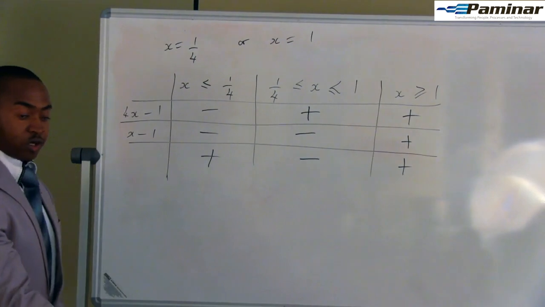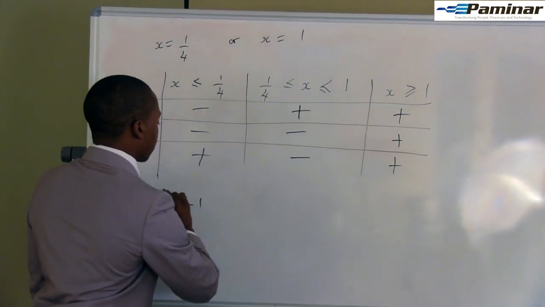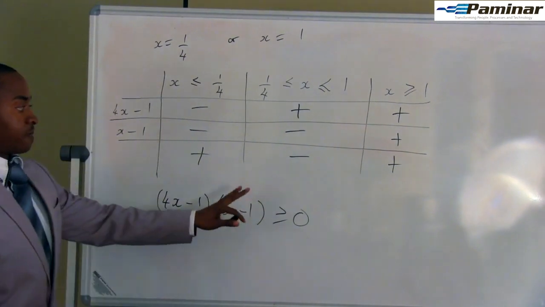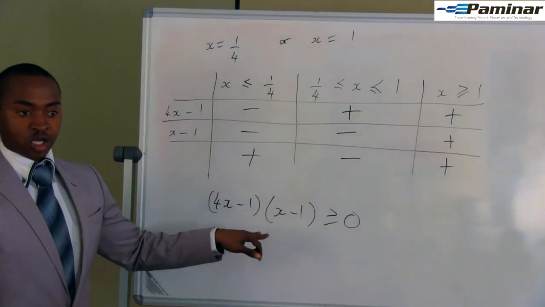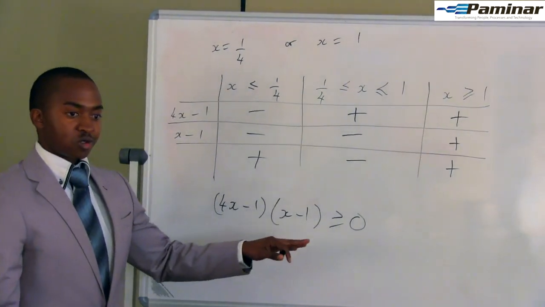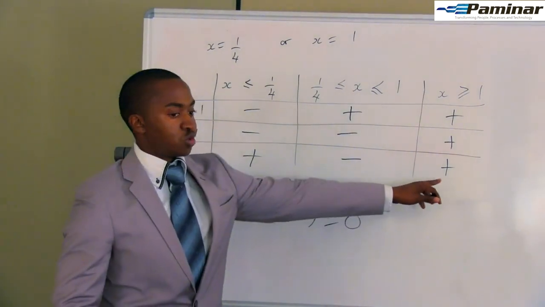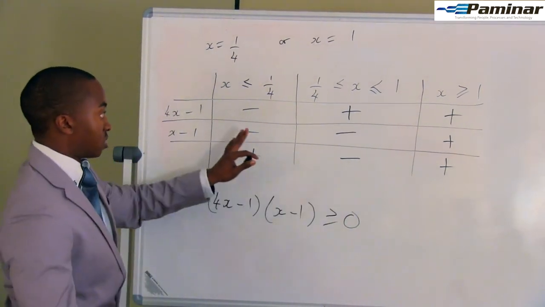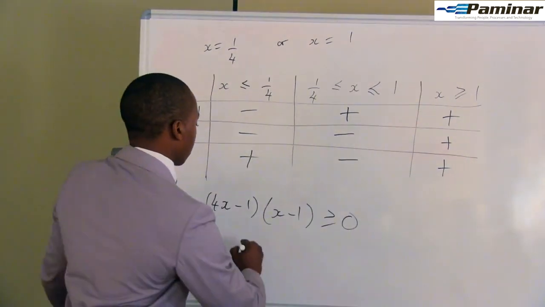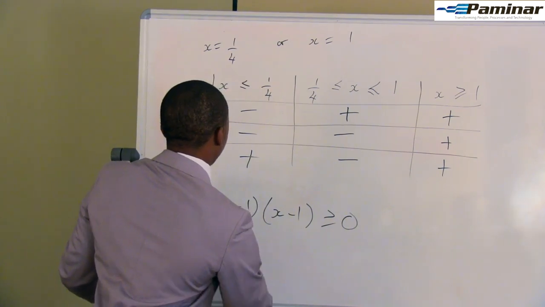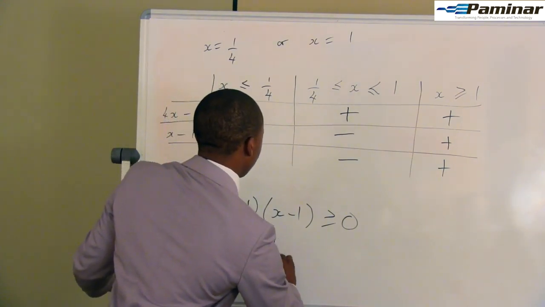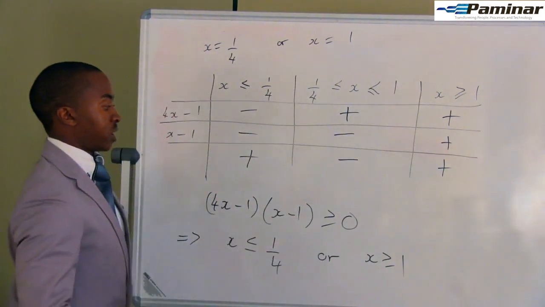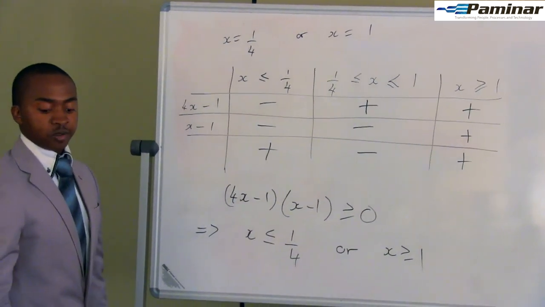Okay, what was our criteria? Our criteria was 4x minus 1 times x minus 1 should be greater than or equal to 0. That means we need solutions which are positive, because greater than or equal to 0 means a positive number. Only these two give that solution, because that's the negative one. We don't want this one. So our solutions will be those two. So it will become x is less than or equal to 1 over 4, or x is greater than or equal to 1. And that will be the end of question 1.1.3.